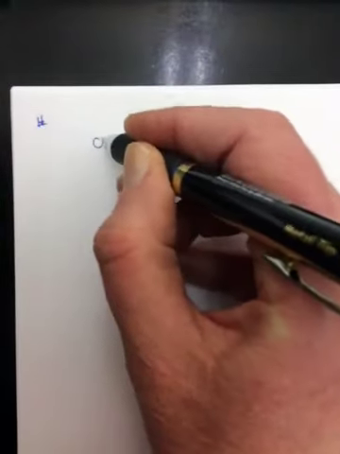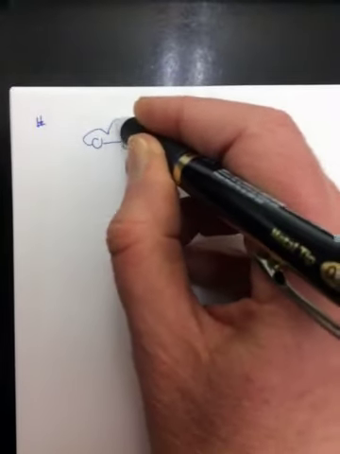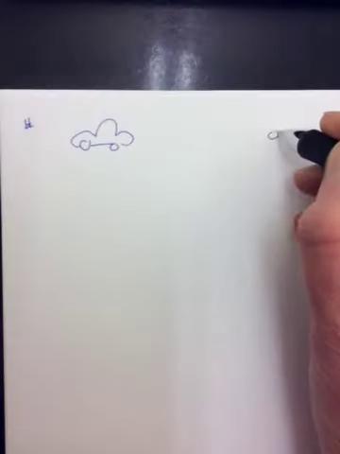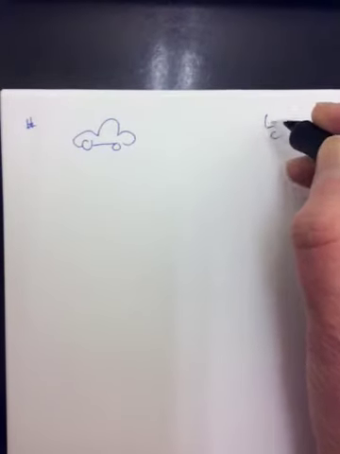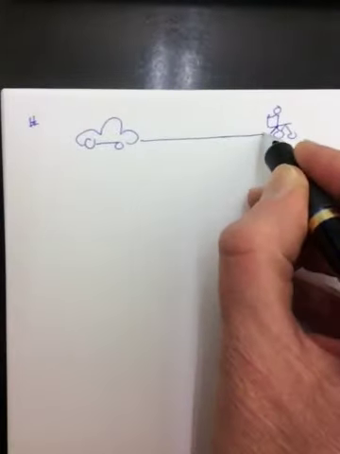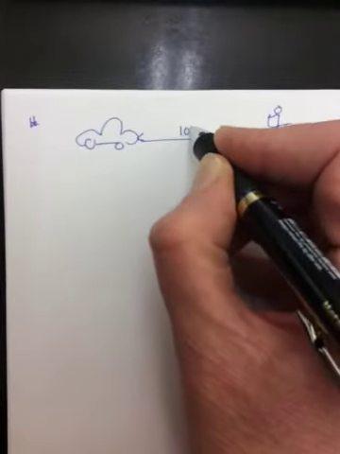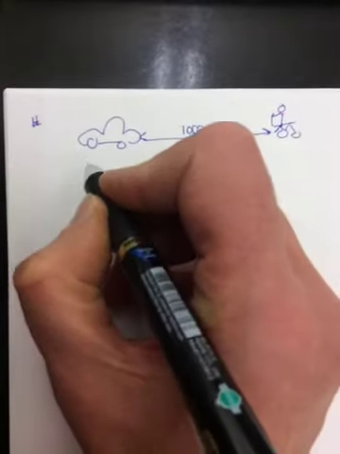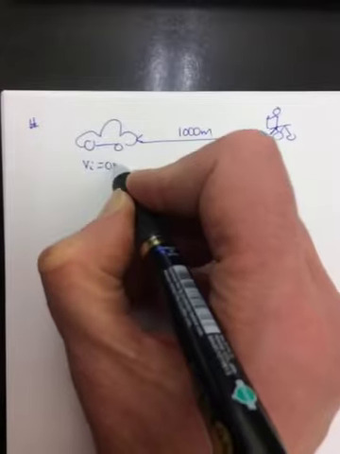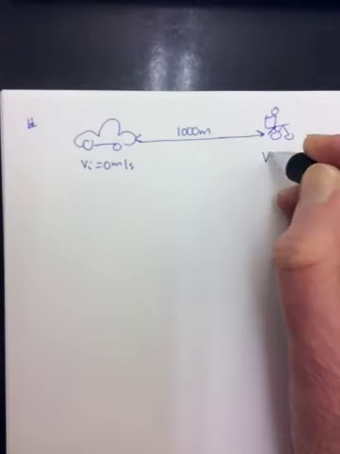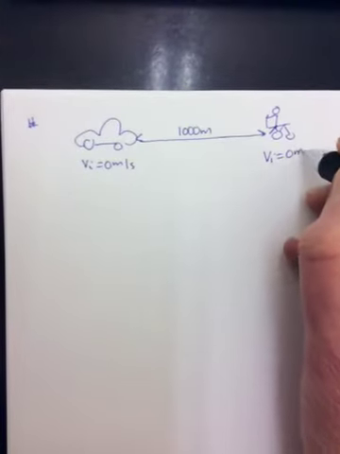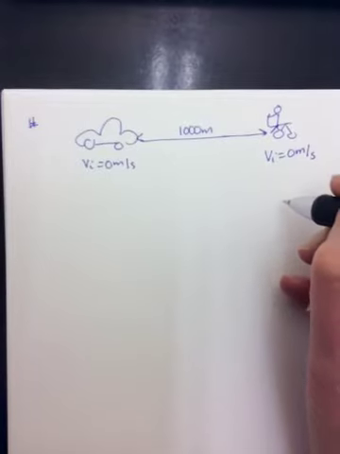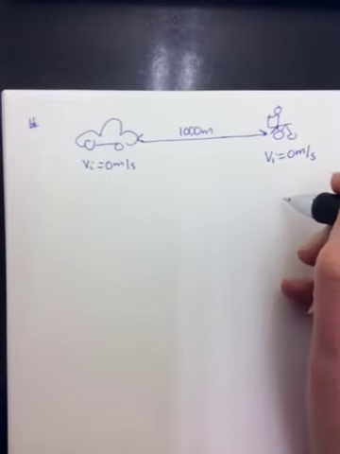Okay, so first number 1 says a car and a motorcycle are at rest and are 1,000 meters apart. Okay, so here's my car, and here's my motorcycle up here. And they are 1,000 meters apart. And they're at rest, which means VI of the car is 0 and VI of the motorcycle is 0. They start towards each other at the same time on a level track.